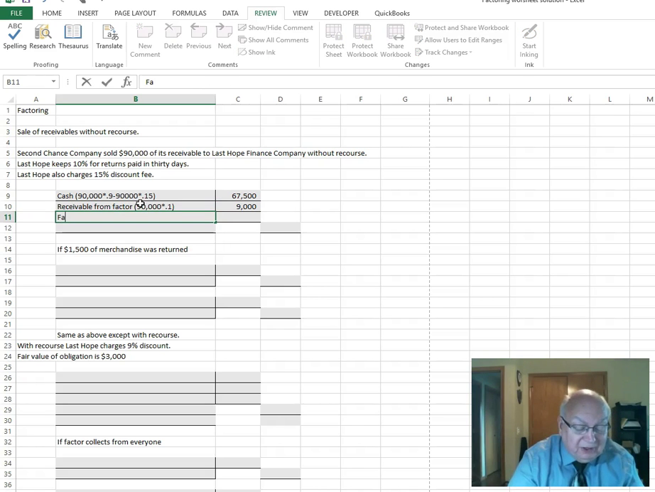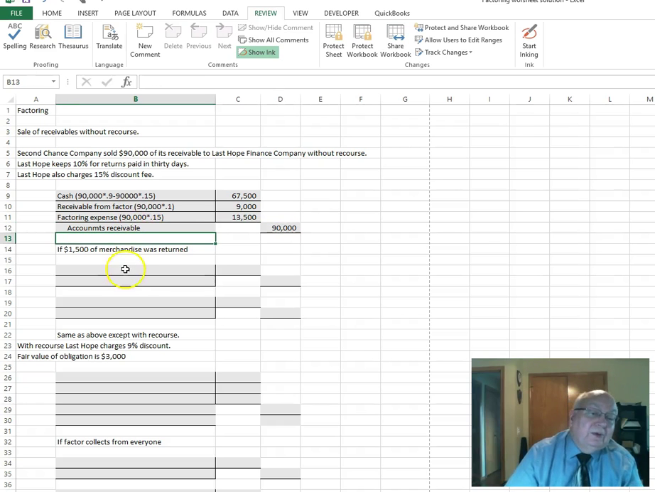Okay. Then you have factoring expense. And the factoring expense is the 90,000 times 0.15, or 15%, because that's what they charge you. So equal 90,000 times 0.15, or $13,500. And then you want to get rid of the accounts receivable because you no longer own them or will collect them because you resold them. And that is for the 90,000. And this is when you notify them, say you no longer make payments here because we no longer own the accounts. Okay.